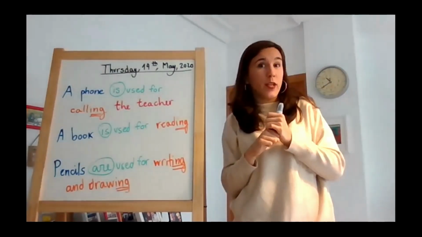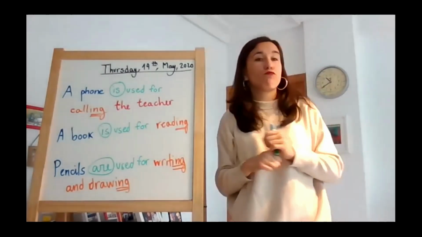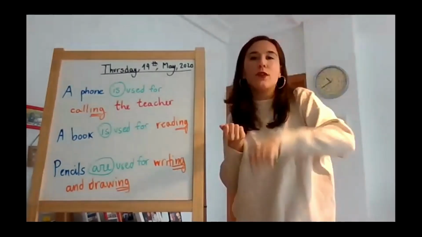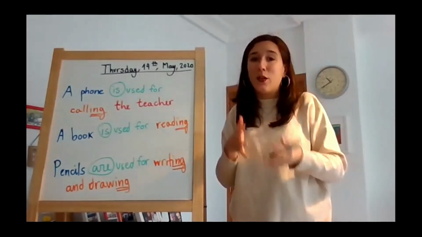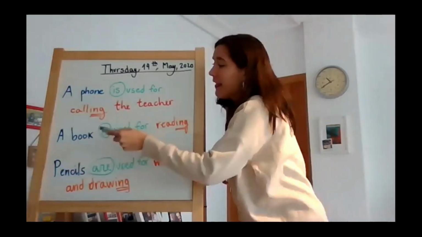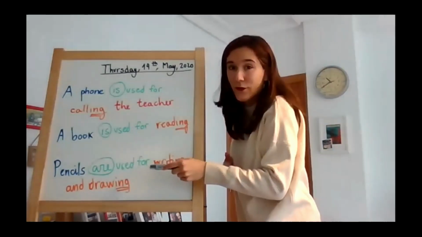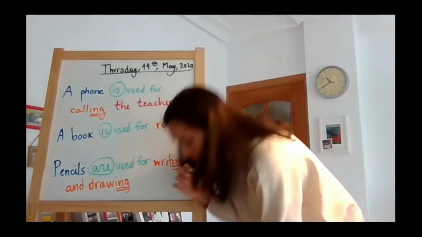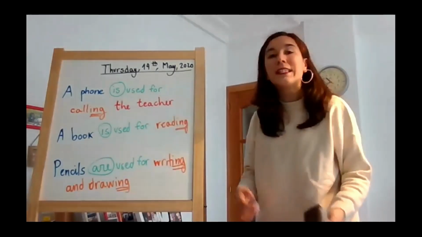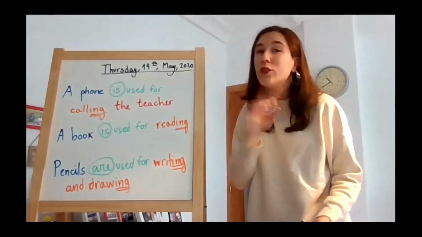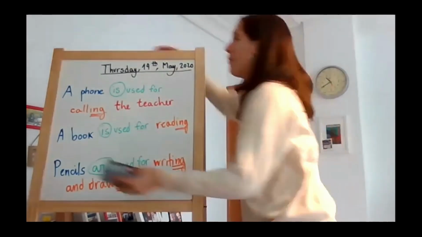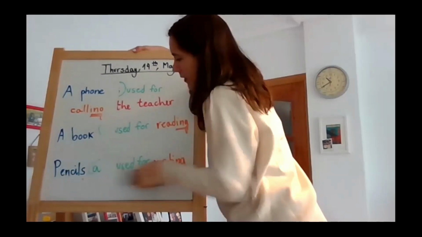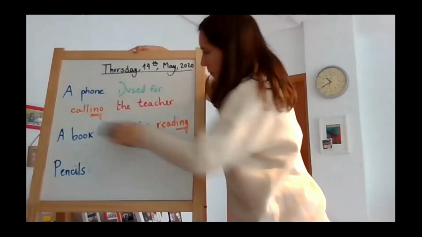Or a bag is used for putting books inside. Okay? We always say the object and then "is used for" or "are used for," and then the verb with -ing. And then how do we say that we cannot use something for something? Well, I'm going to use the same objects, okay?